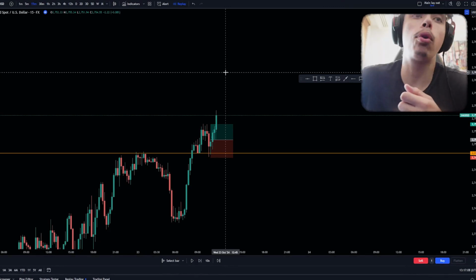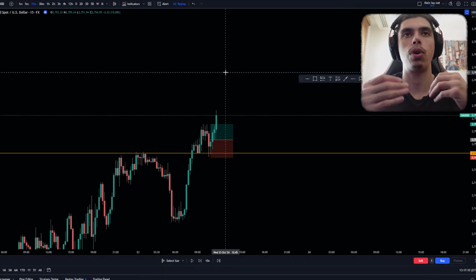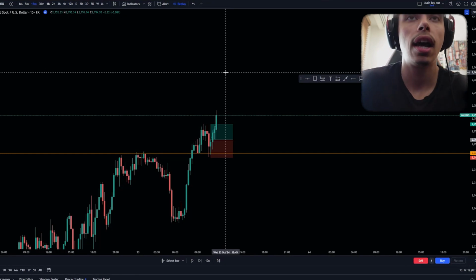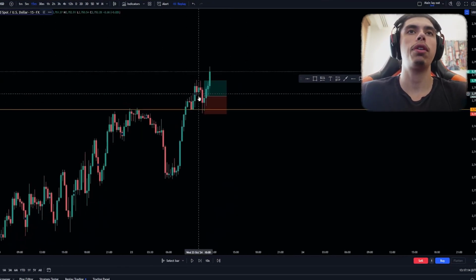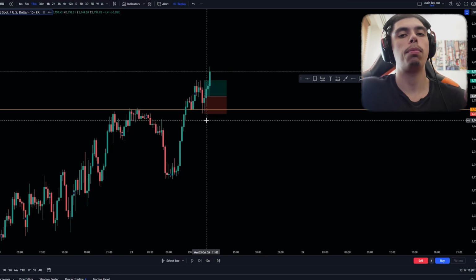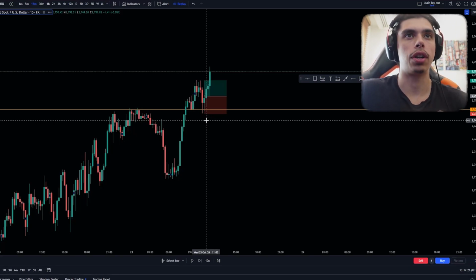So when we're looking for pullbacks, how do we know the pullback is finished? What is going to be our entry confirmation? And simply what we're looking for is bearish candles to close, followed by a bullish candle closure, creating support, or resistance if you're looking for sells.